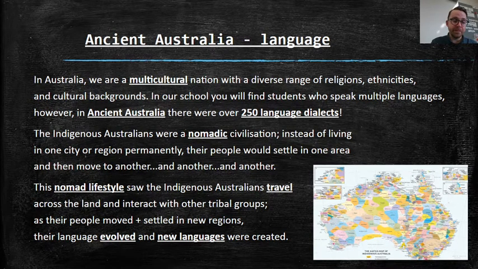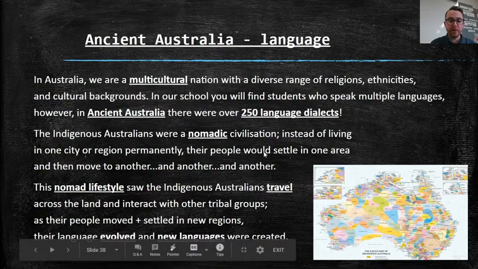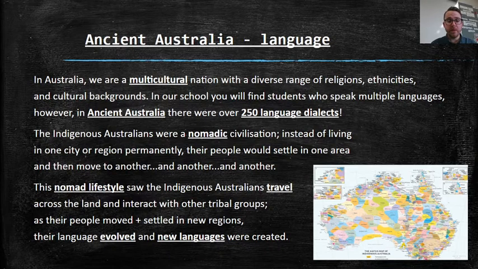Why is that? Well, the main reason why there's so many different types of languages in ancient Australia is that the Indigenous Australians were nomadic. They were a nomadic civilization. If you want to know what that word means, nomad, think no home. Nomad, no home. Because basically, instead of living in one city or one region permanently, their people would settle in one area and then they would move to another a week later or a month later or 3 months later. And then they would move to another and another and another. You would never have one home in your life. The Indigenous Australians would travel across the country to chase after better weather or better food or better environment.